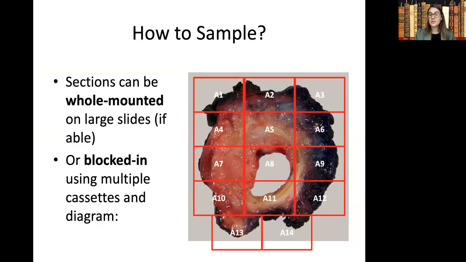Right, so how do we sample these then? So once we have our cross sections, they can be whole mounted on large format slides if your lab is able to do that, but they can also just be blocked in, sort of using multiple cassettes with an appropriate diagram. Here's a recommendation of how you might try to block in one of these cross sections, but certainly speak with your pathologist if there's ever a question on how much sampling is needed in these cases.